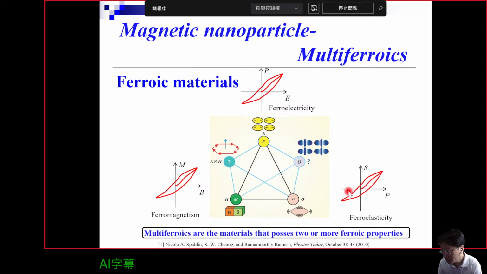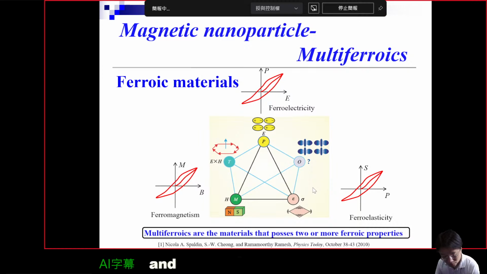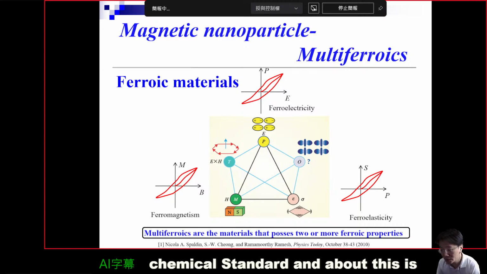And when we apply an external pressure and return to zero, if there is a remaining strain, then this kind of material we call ferroelasticity. Today I want to give you a further introduction about the ferroic material, the multiferroics.